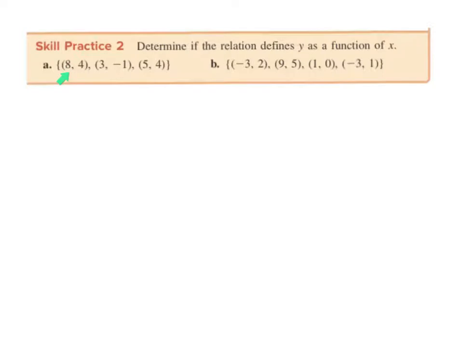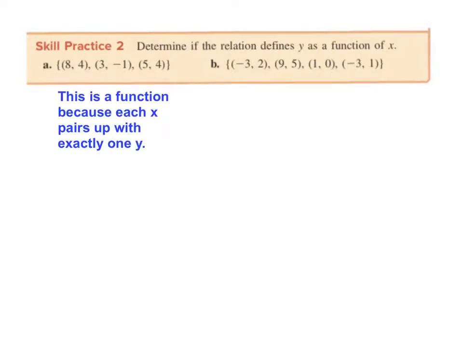Is there an x value that goes to more than one y? Does 8 go with anything but 4? Does 3 go with anything but -1? Does 5 go with anything but 4? No. Determining whether or not something's a function is all dependent on where the x goes. Even though in this case a range appears twice, it doesn't matter. Each x only goes with one y. So for this first case, this is a function. Each x pairs up with exactly one y.